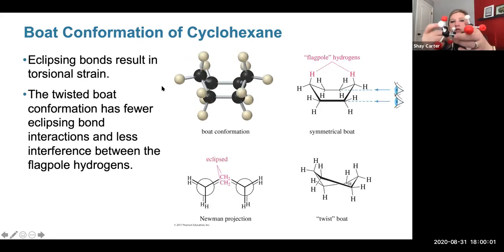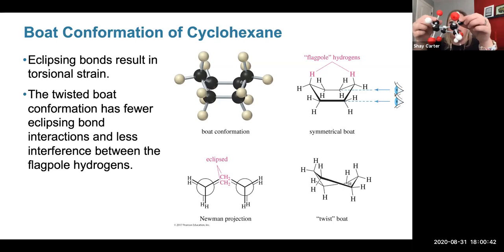Another conformation of cyclohexane is called the boat conformation. Something weird's going on here. It doesn't look like all my bond angles are the same length, but they are. The boat conformation is where we have 4 carbons all in the same plane, and then a carbon that sticks up on either end. Now we have eclipsing bonds here, eclipsing bonds here, eclipsing bonds here, lots of eclipsing bonds. The boat conformation is not very stable.